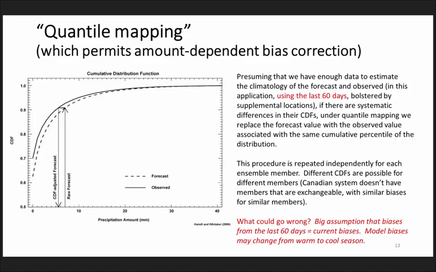Well, what could go wrong in a process like this? In our case, one of the assumptions that we've made is that the biases from the last 60 days of data are reflective of the current biases. That's about the best we can do with the limited training data that we have. Now, we are likely to have some issues as we change from warm to cool season. In the warm season, we're more affected by biases that could be related to convective parameterizations. In the cool season, not so much. So we could be getting somewhat incorrect bias corrections, especially in the changeover from warm to cool and cool to warm. Next slide.